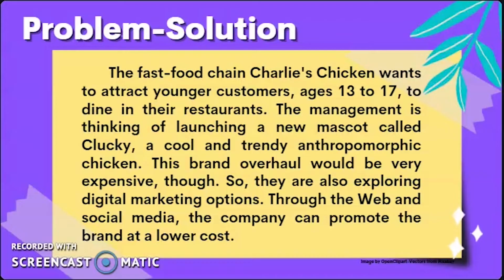As you can read in the given example, the first sentence is a clear statement of what the fast food chain wants to do. Also, it poses this problem: how is Charlie's Chicken going to attract customers ages 13 to 17 to dine in their restaurants? In the sentences that follow, two solutions are presented.